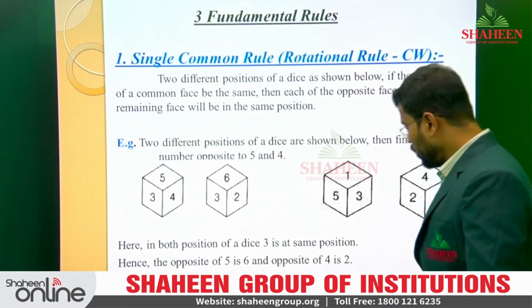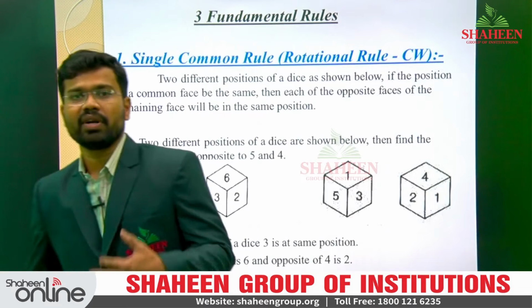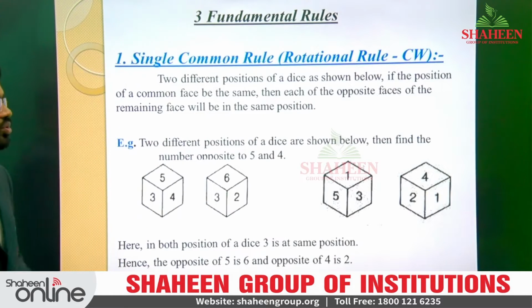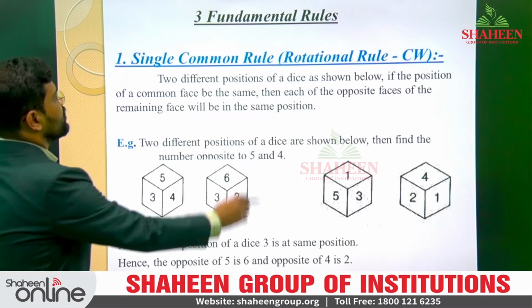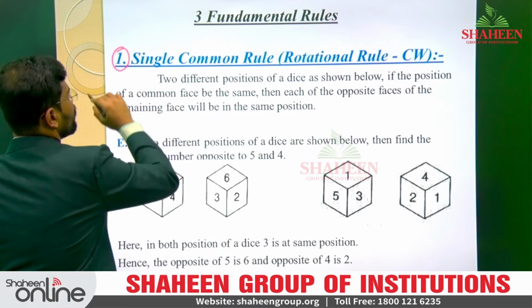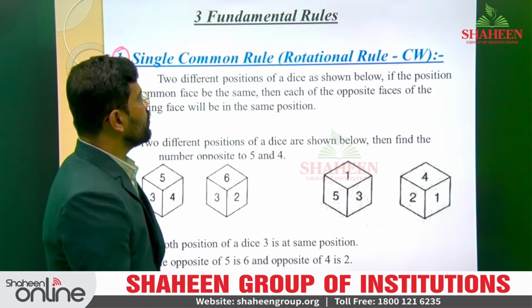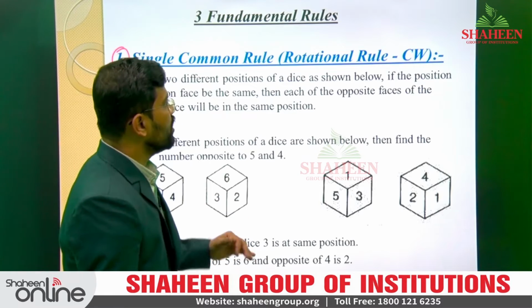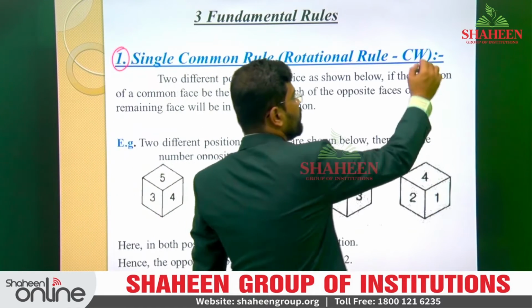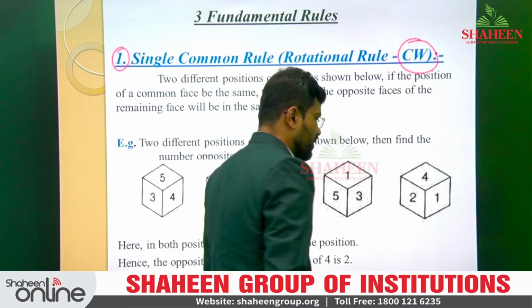Now friends, we will discuss three fundamental rules which can be used to solve general dice problems. The first fundamental rule is the single common rule, which is also known as the rotational rule. We will rotate the dice in the clockwise direction.